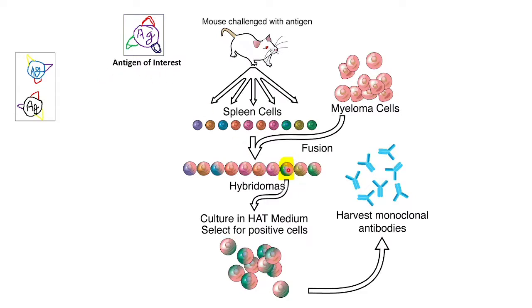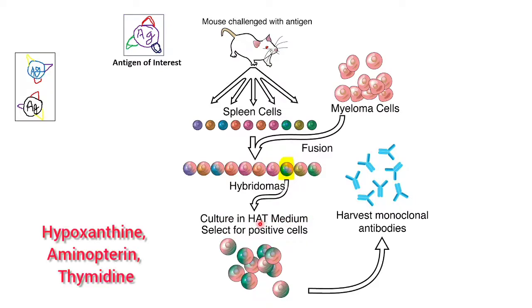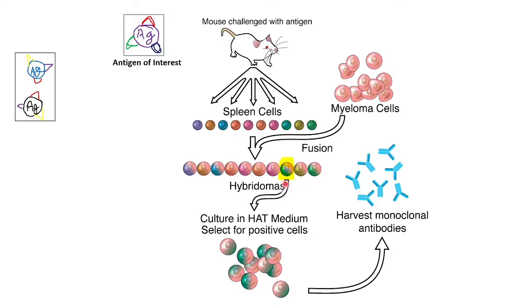So what we do here is take this cell in a culture. We culture that cell in a HAT medium, and HAT medium generally contains hypoxanthine, aminopterin, and thymidine. So we took this cell and cultured it in the HAT medium, and after that this cell will produce antibodies which are highly specific for our antigen of interest.